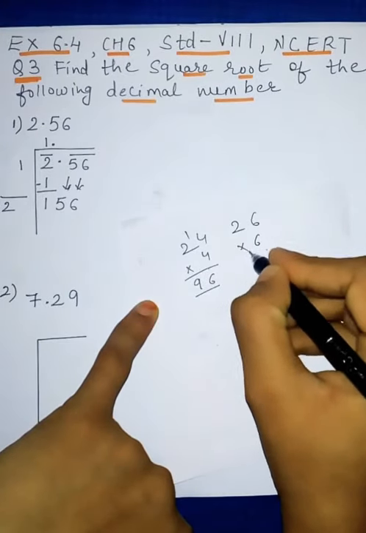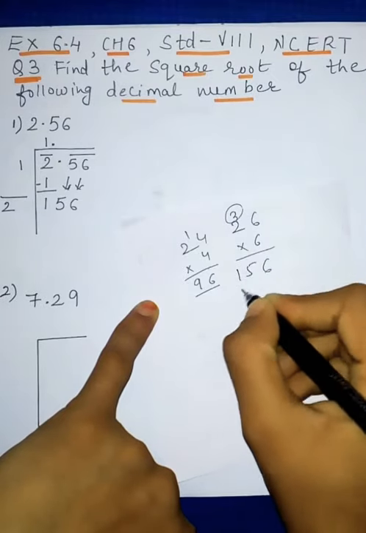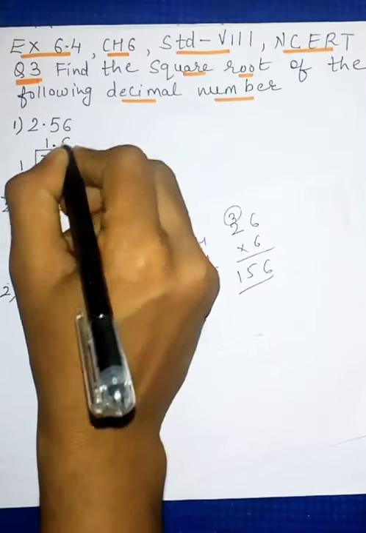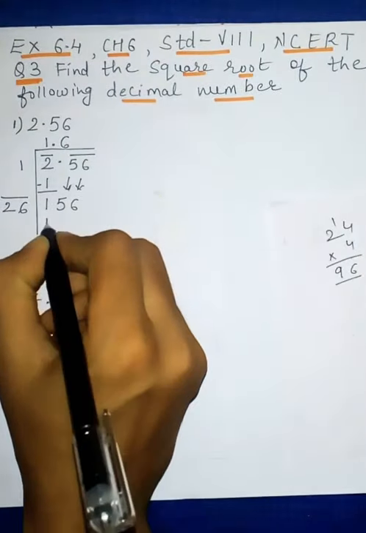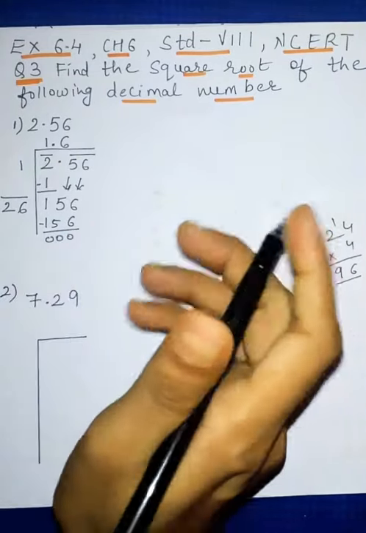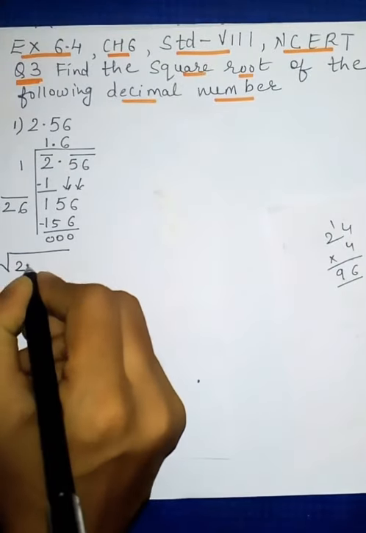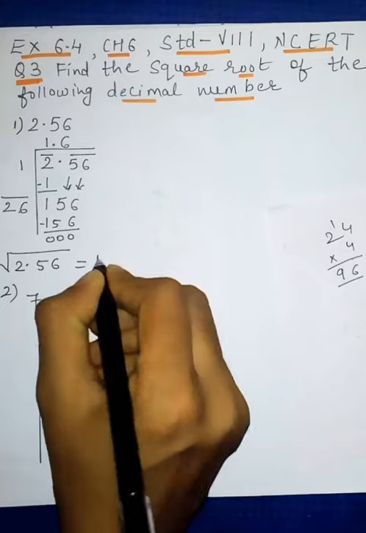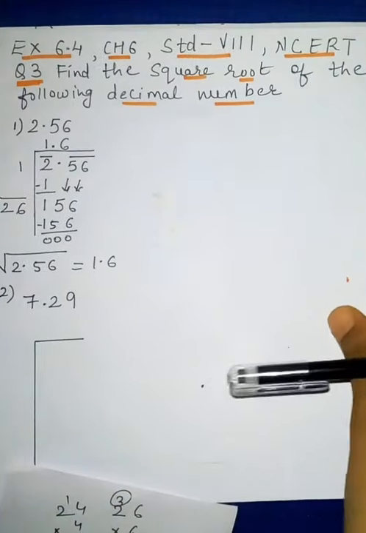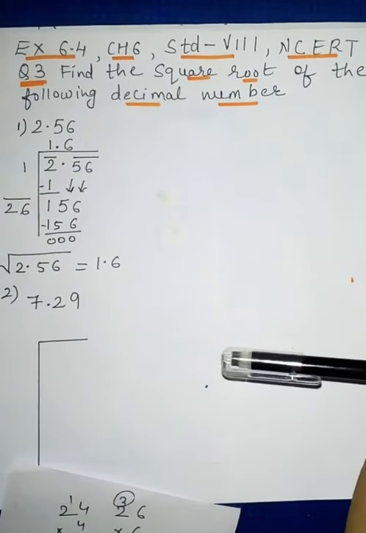So we will try with 6. 6 sixes are 36, carry 3, 6 twos are 12, 13, 14, 15. See, we are getting 156 by keeping 6. So 6 we will keep here, 6 we will keep here, and here 156. After subtraction you get 0 0 0. So division is done. The square root of 2.56 is 1.6. This is the final answer. Hope I am clear. Now this was the first question.